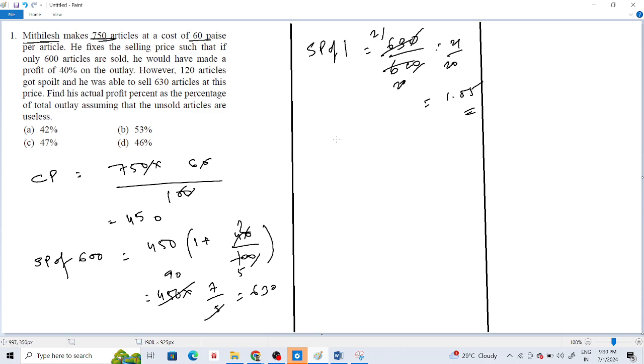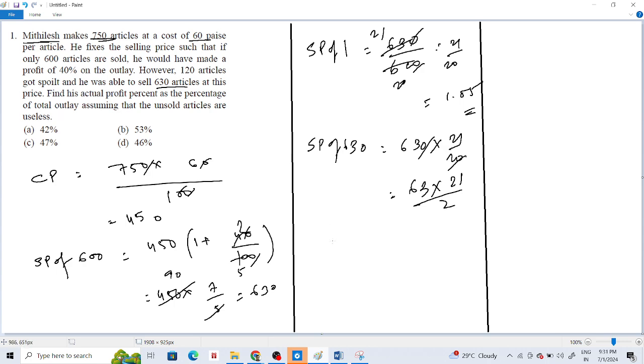Okay, however 120 articles are spoiled. And he was able to sell 630 articles at this price. So that means SP of 630 articles is what, 630 into 21 by 20. Oh, very odd. If 21 had been in the denominator, that would have been good. So I'm getting 630 into 21 by 2, SP of 630 articles total.